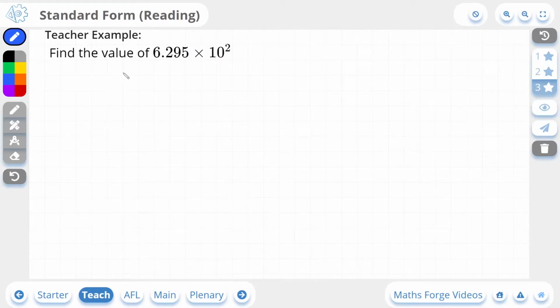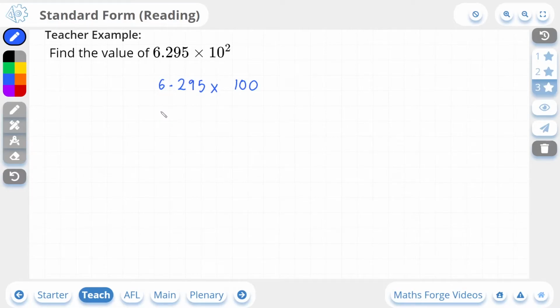Now let's take a look at a 3-star example. Here we're being asked to find the value of 6.295 times 10 to the power of 2. So I have 6.295 multiplied by 10 squared, and we know that 10 squared is 10 times 10, which is 100. And if you remember from the lesson on place value, multiplying by 100 causes all of the place values to become larger by 100. So they all move 2 spaces to the left.